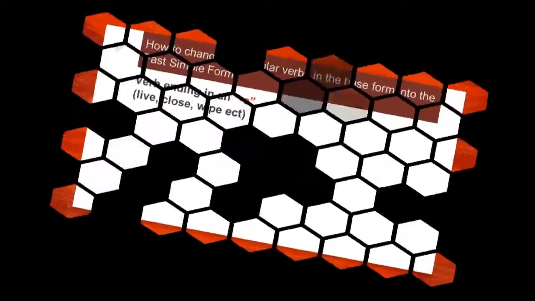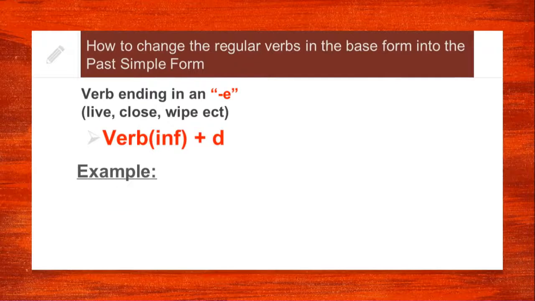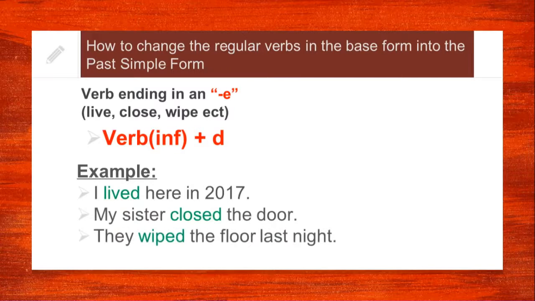We also need to pay extra attention to verbs that end in an E. For example, live, close, and wipe. With this verb, we use the infinitive form of the verb, but we only add a D. For example, I lived here in 2017. My sister closed the door. They wiped the floor last night.